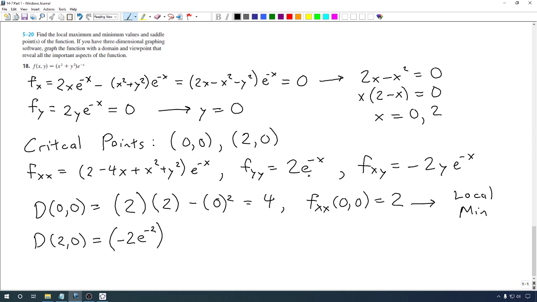For f sub y, the y value doesn't really matter here, but if we plug in 2, we get 2e to the negative 2. If we plug 2, 0 into our formula for f sub xy, again, y is equal to 0 here, so we just get 0. And so our result, we end up with a negative 4 times e to the negative 4. The e to the minus 4 doesn't matter too much here. It's more the fact that we have a negative number in front of it, because this is always positive. So we have a negative number, and so we get a saddle point.